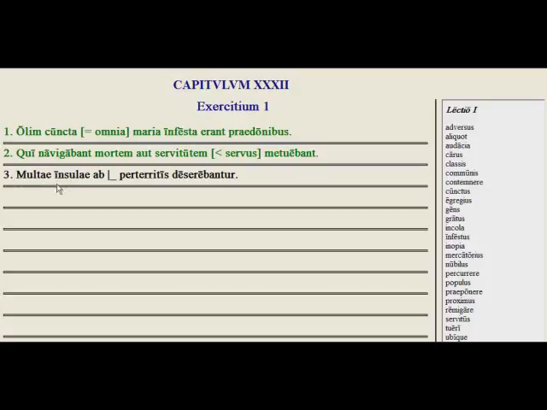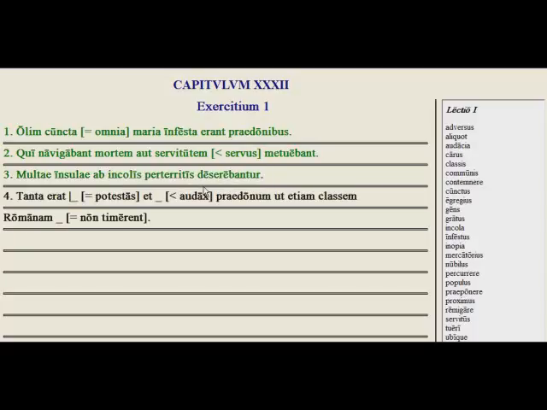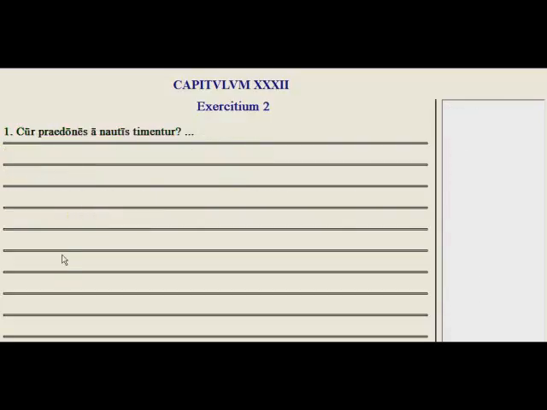And the last one: multae insulae ab blank perterritis deserebantur. Many islands were deserted by their very terrified, and what we want here is the word for inhabitants. Inhabitant is a first declension masculine noun, and it is incola. Here we want the ablative plural incolis, by their terrified inhabitants. Okay, try the rest of those exercises, and we'll go on to exercise 2.